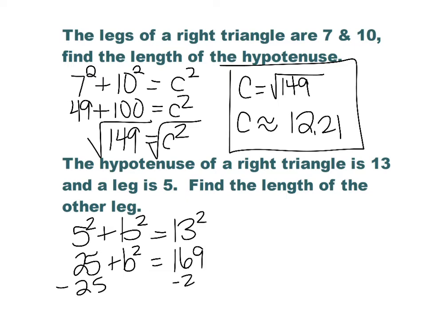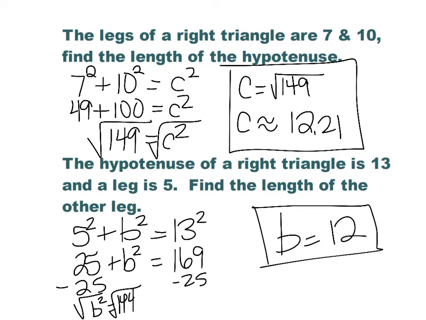Subtract the 25. b squared would equal 144. Oh, looky there. That's a good one. Because when I square root both sides, I get b to equal 12, because 144 is a perfect square. So that one works out nice.